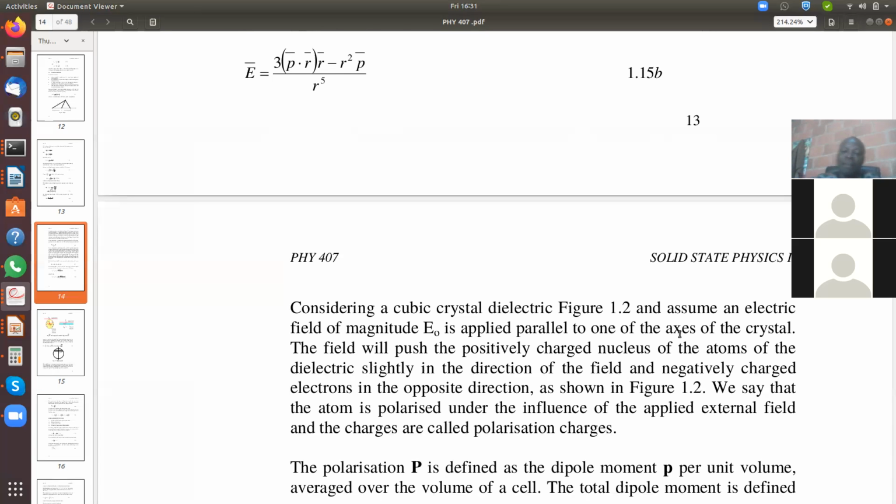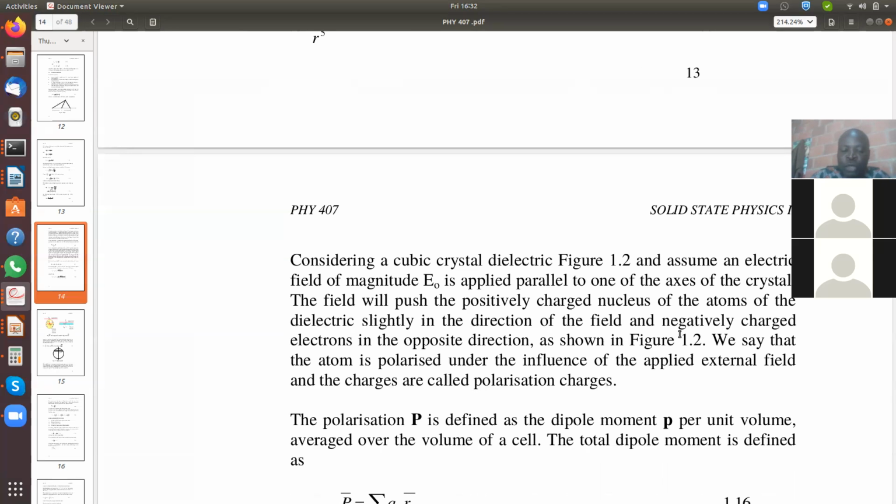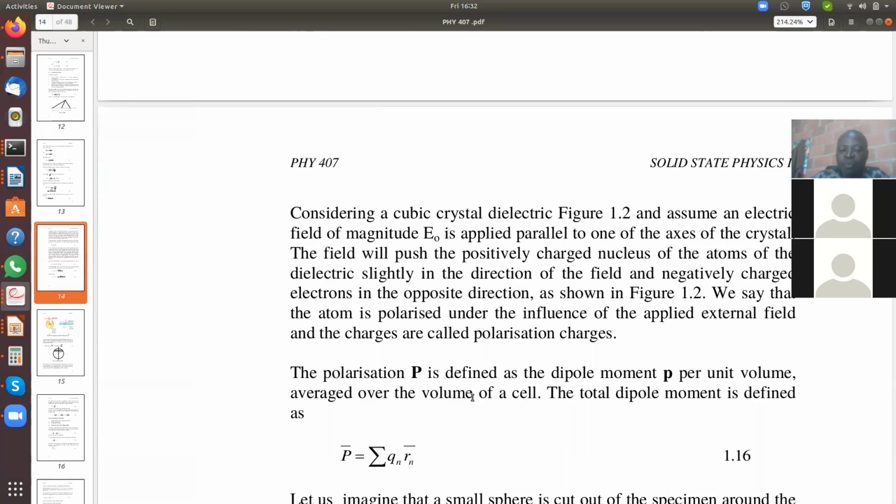So what we're trying to say is that if you apply an electric field to a crystal, something will happen. What happens is that you have what we call polarization, that is, you have splitting of the charges. The positive charge will go in one direction and the negative charge will go in the other direction. This is called polarization of charge. That is, in the presence of an external field, the charges are polarized in different directions.